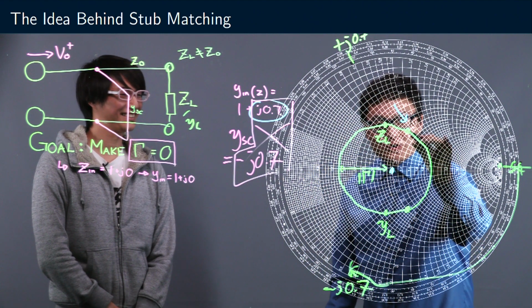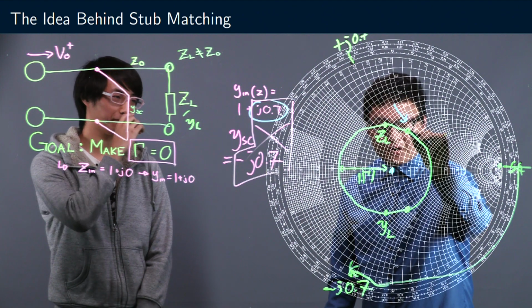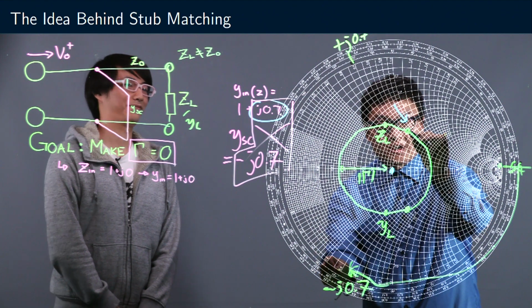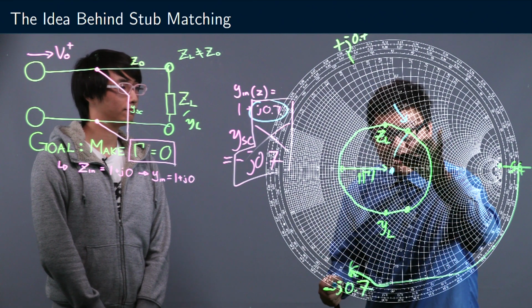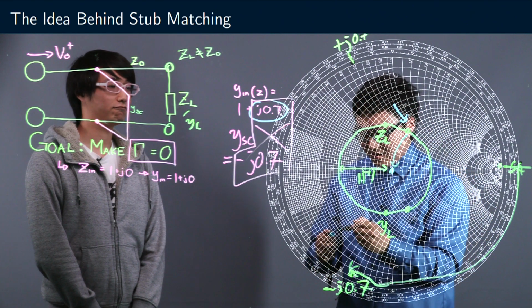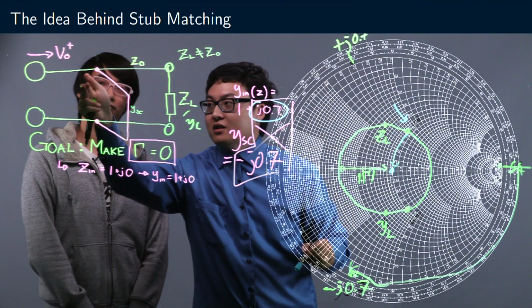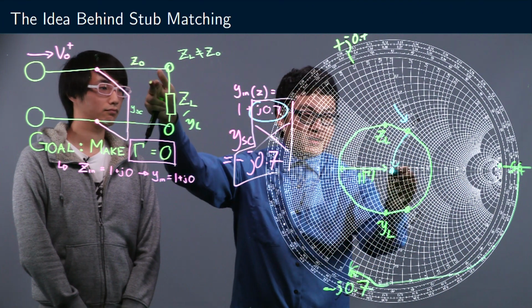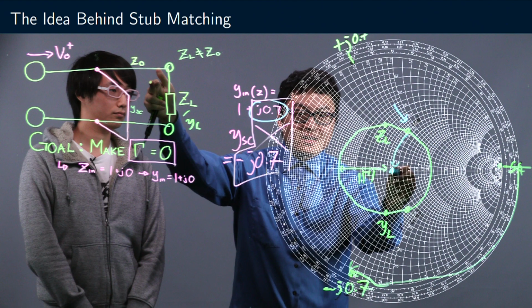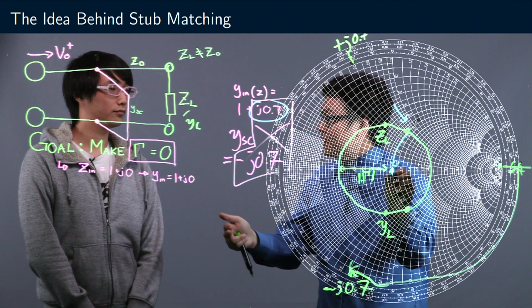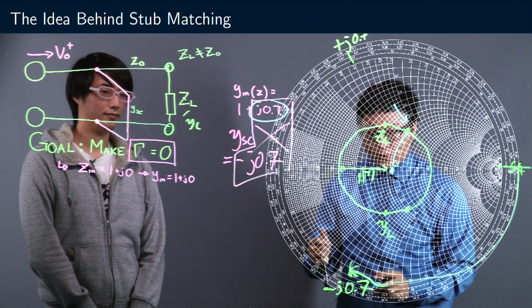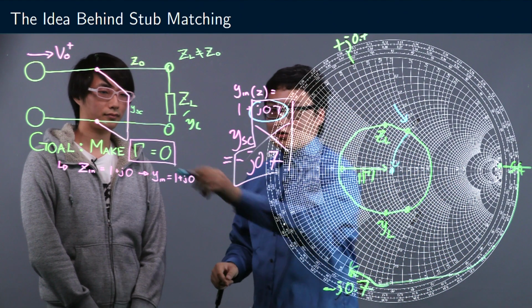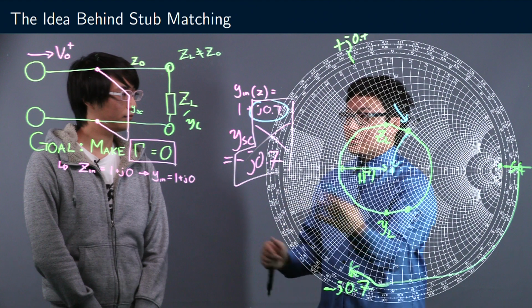So it's as if we just, at this point, added a short circuit and then moved that point to the center. Then wherever we look on the transmission line, however you rotate, the center is still the center. That's amazing. So it remains 1 plus j0. So once you add this little short circuit stub, the circuit is matched.